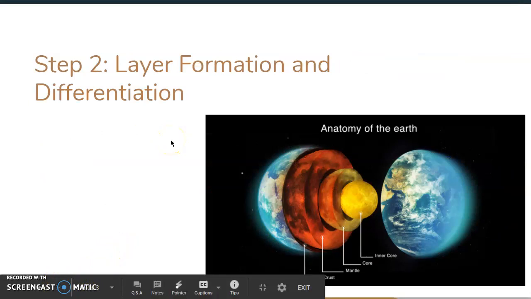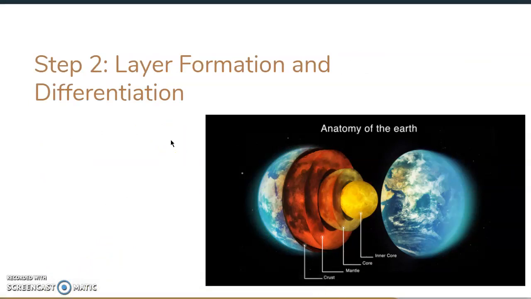Step two, we have layer formation and differentiation. Let's break down some of these words because they're a little bit big. Layer formation is just the process of creating unique layers. For example, on a cake, we have the cake part and then the frosting part. Those are two different layers, and the differentiation is that they're different. The cake part does not taste the same as the frosting. They are completely different substances.